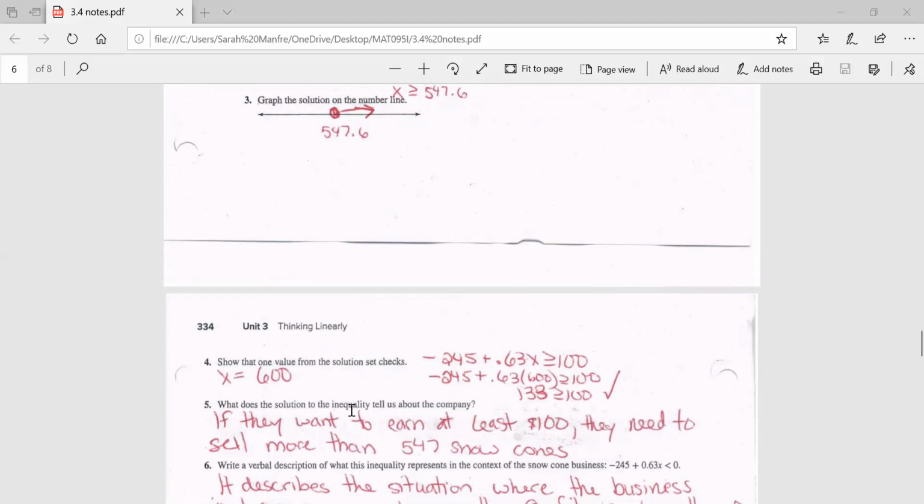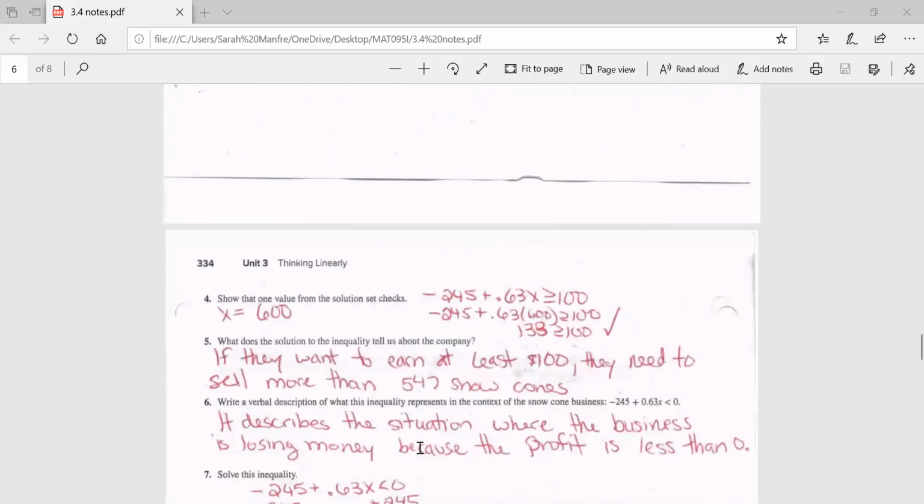So show one value from the solution set that checks. Well, what number is greater than 547? You could have chosen any number that's greater than that. You could have chosen 548, 549, 550. I chose 600. It does not have to be the exact one. The only thing that matters is that this number is bigger than or equal to this number. All right, what does this solution mean? It means if they want to earn at least $100, they need to sell more than 547 snow cones.